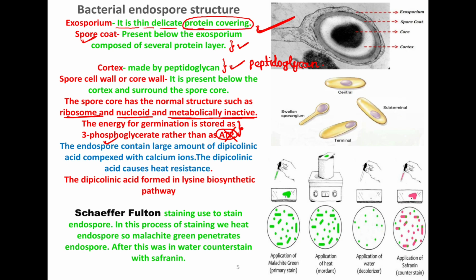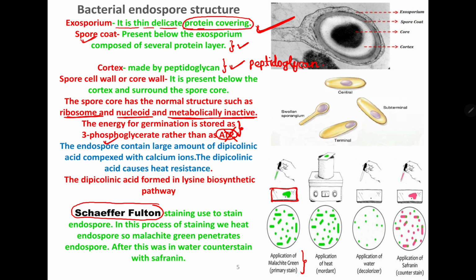It's not possible to see the cell in the microscope unless you stain it, right? So we are using one process that is called the Schaeffer-Fulton procedure. Schaeffer-Fulton's procedure is so interesting. Here, we will take one slide, and on this slide we will take spore-forming bacteria. Okay, and we will heat fix them here. After heat fixing them, we will cover them with malachite green, which is the primary stain.